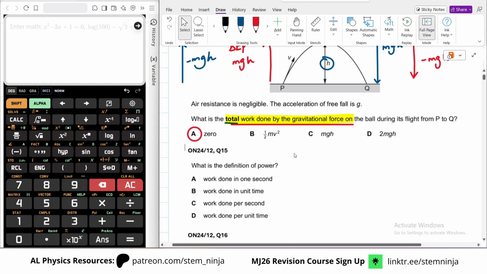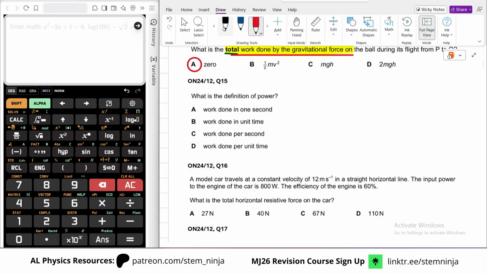What is the definition of power? This is easy: work done per unit time, or energy transferred per unit time. Not 1 second, not second, in unit time. Per unit time.